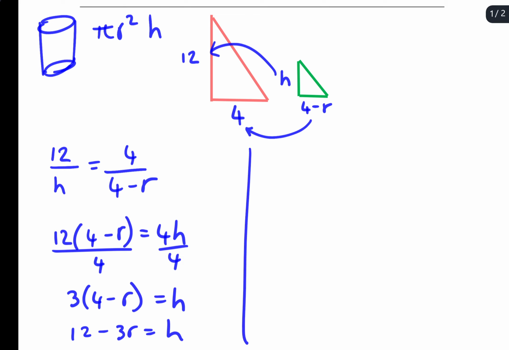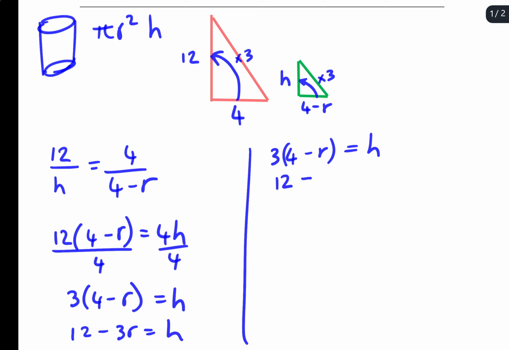The other way to do this, we're going to get the same answer, is you can use scale factors within the shapes. So what we're really saying is 4 times 3 is going to give you 12. Well, that must mean that 4 minus r times 3 is going to give you h. So let's write this out. 4 minus r times 3 equals h. So that becomes 12 minus 3r equals h. So you'll notice we've got the same answer in both cases. This method is a little bit neater, but both completely valid.